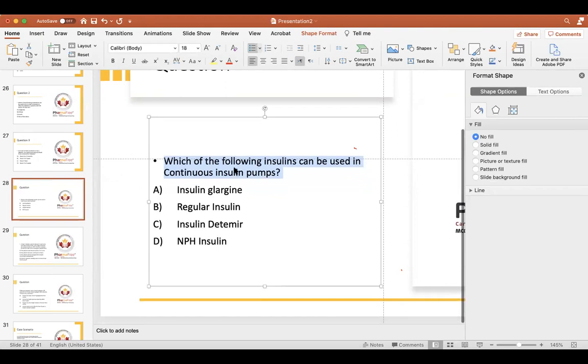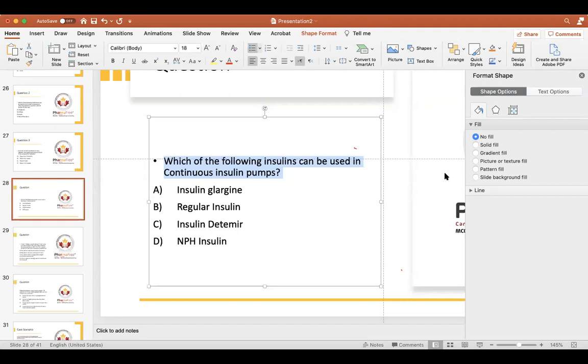Which of the following insulins can be used in a continuous insulin pump? Insulin glargine, regular, detemir, NPH. B, Rima, Summer, Mariam, A. Honestly, there's one I think I read somewhere else. It's neither of those. Shorter, even acting. Shorter, short acting. Shortest.